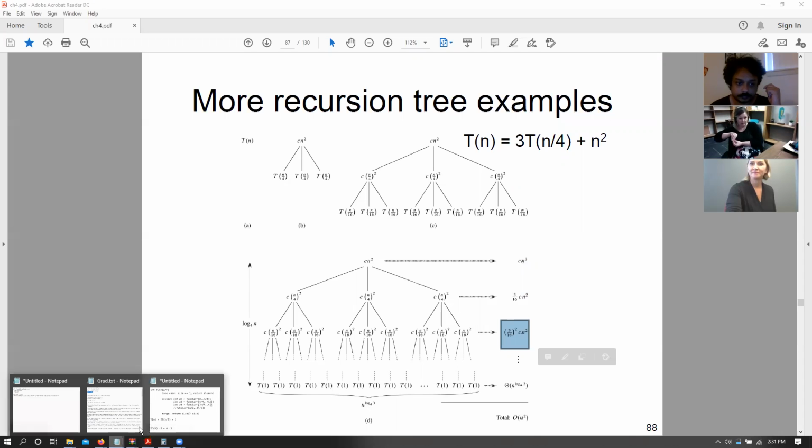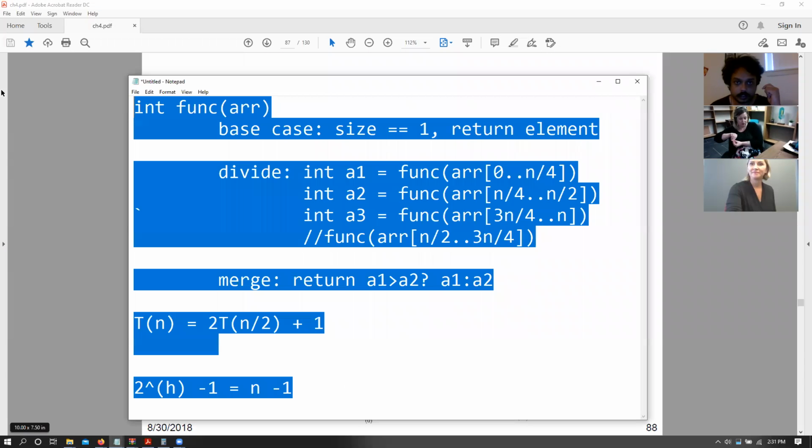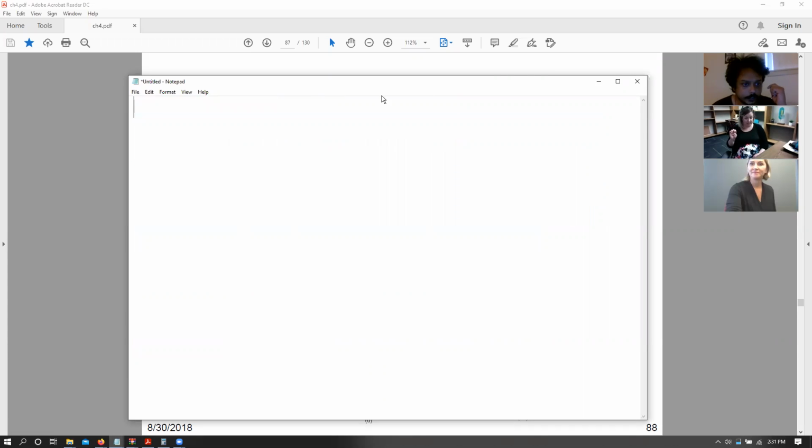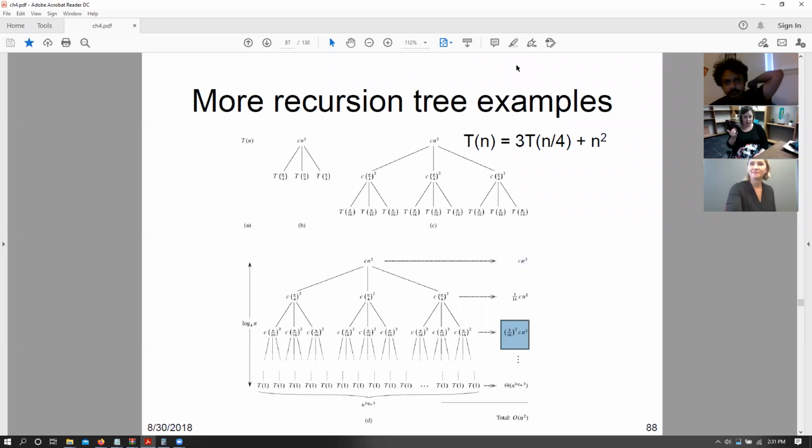So why do we have Cn squared? Because the time complexity for merging these 3 parts is going to be n squared. So some constant times n squared. So that is why we have Cn squared. Is that what you're asking, Aman?